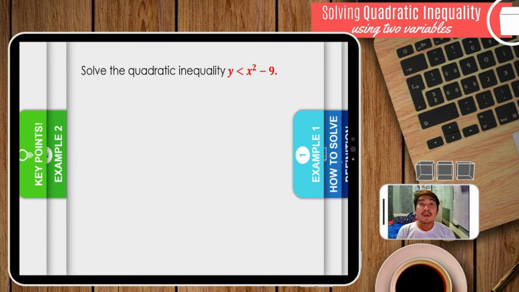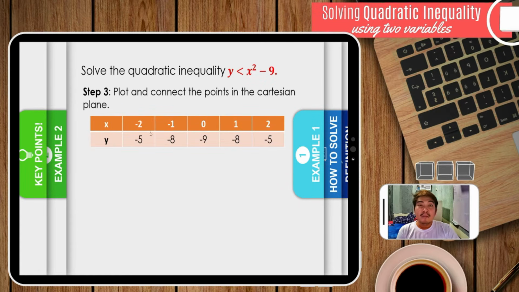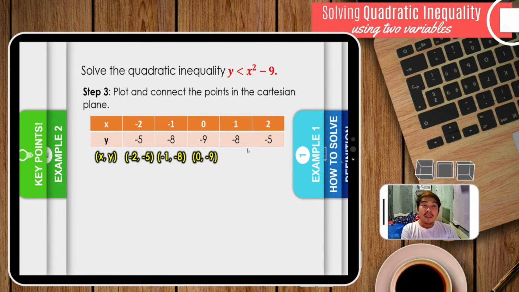We will now go to step number 3. So after getting the points or completing the table, we need to plot and connect the points in the Cartesian plane. Pero bago yun, gawin muna siyang ordered pair form. So that will be x, y. So etong first point, the form will be negative 2, negative 5. The second one is negative 1, negative 8. The third one is 0, negative 9. The fourth one is 1, negative 8. And then the last one will be 2, negative 5.